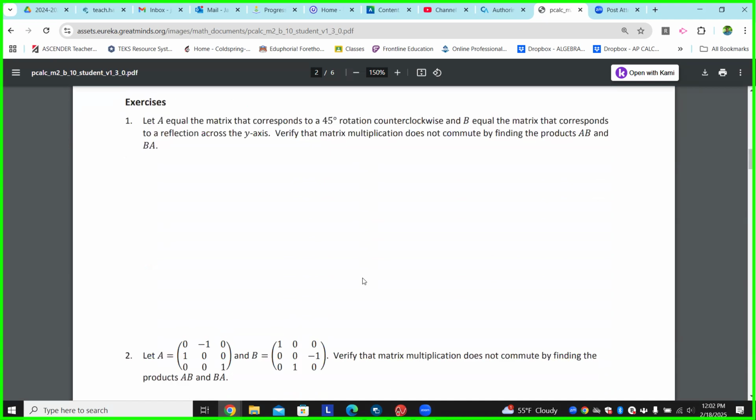So on exercise 1, it says let A equal the matrix that corresponds to a 45-degree rotation. What it's basically stating is, going back to our 2x2 matrix of transformations with dilations and rotations, let's form a matrix with that.